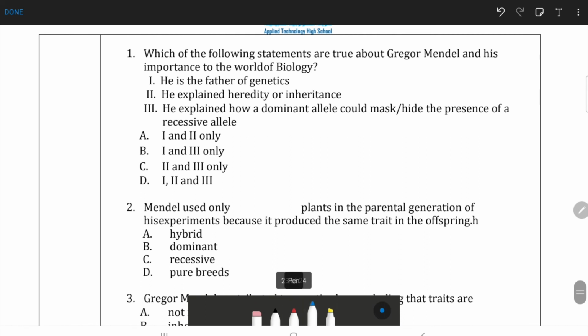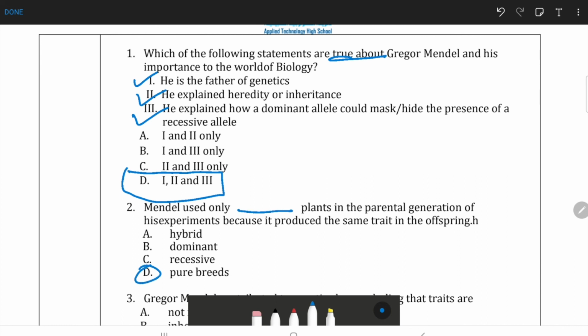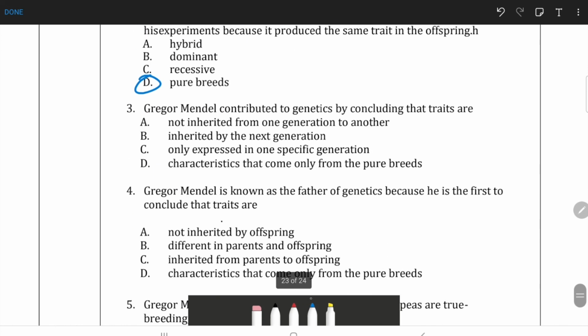Now we have questions. Which of the following statements are true about Gregor Mendel and his importance to biology? He is the father of genetics? Yes. He explained heredity? Yes. He explained how dominance could mask the effect of recessive traits? Yes. So it means all of these. Mendel used only dash traits. We know that he used pure breeds. Sometimes you don't need to read the whole question. It clicks in your mind very quickly.